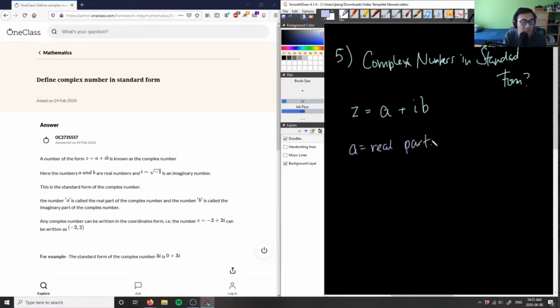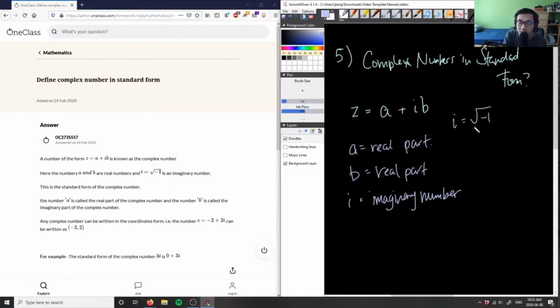So anything that's a real number. And then b here is also our real part. And i here represents our imaginary number. So that's going to be our complex part. So i here is defined as the square root of -1.